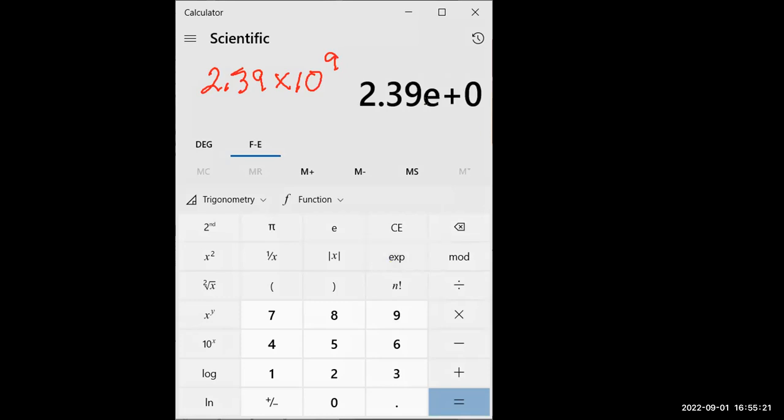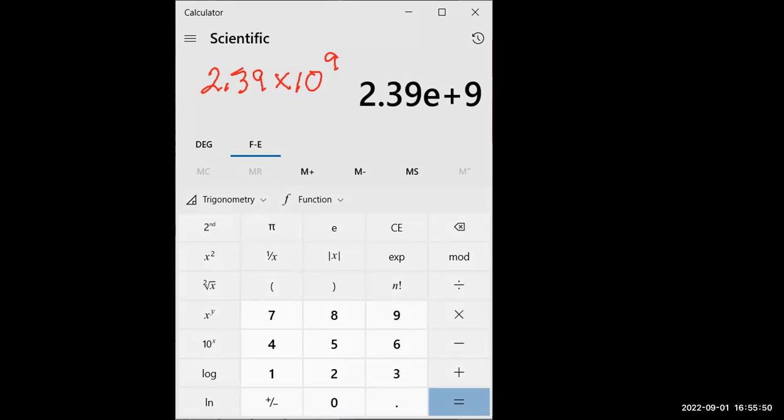Now the Windows calculator, to tell you that you're in scientific notation, puts an E after the number you put in, the 2.39. Then it puts a plus. At this time, you type in the exponent. And so the calculator presents that number, 2.39E, times 10 to the 9th.